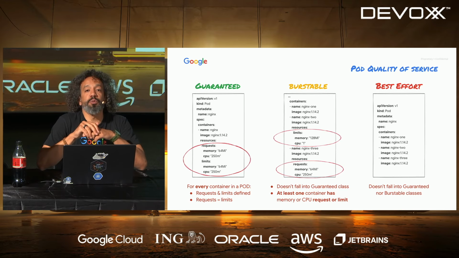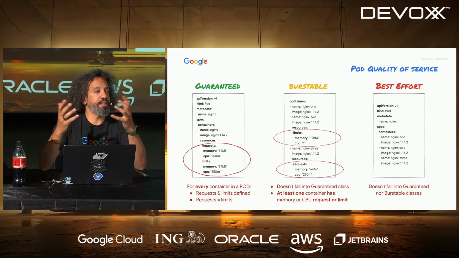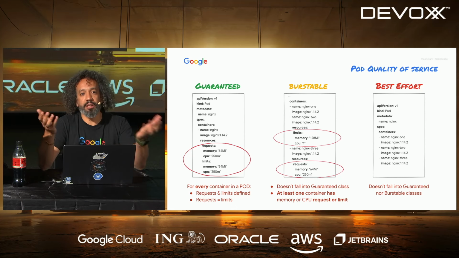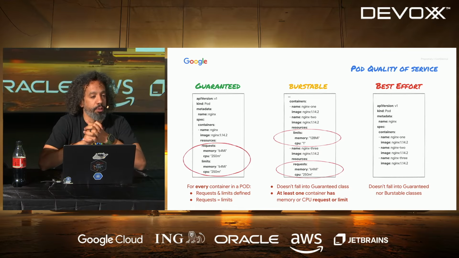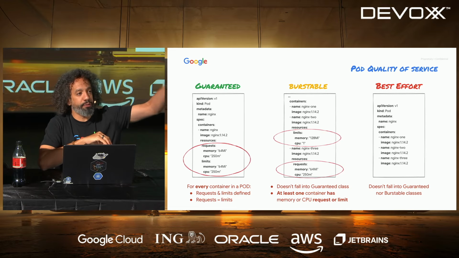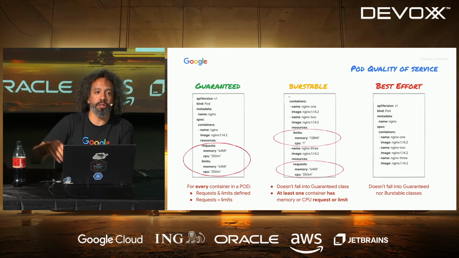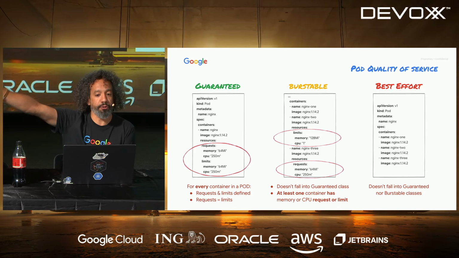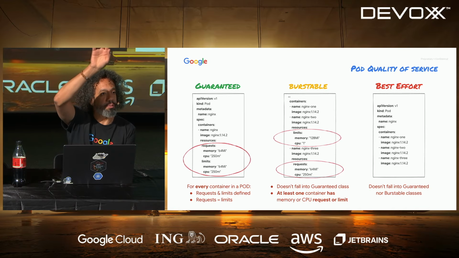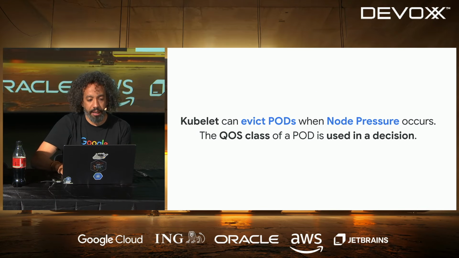And then best effort is when you don't set anything. So if you don't set anything, Kubernetes will just run the pod, and it will not guarantee that the resources are available. So basically, as you go from left to right, from guaranteed to best effort, if there is resource contention on the node, the best effort pods will be killed first, followed by the burstable, followed by the guaranteed. I have a very nice diagram to show this.